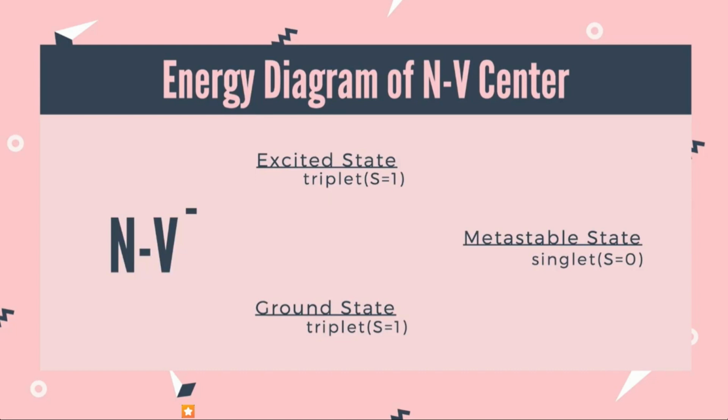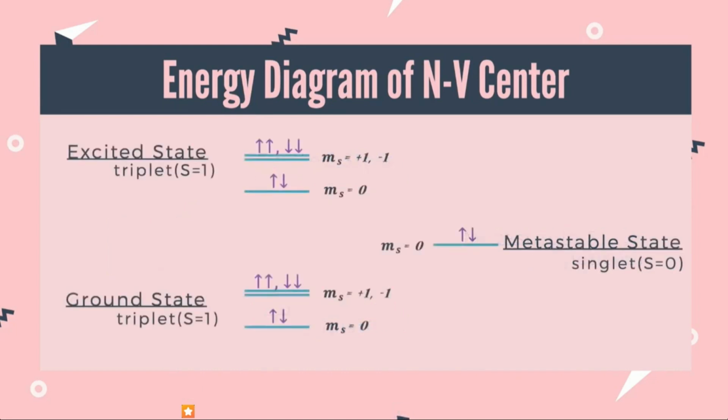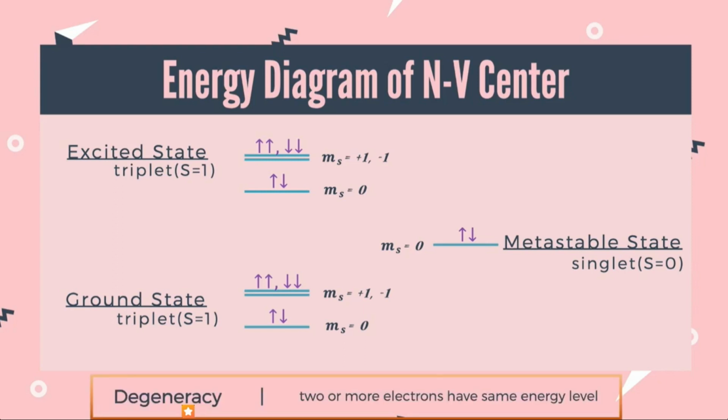It has three energy states: the ground state, the metastable state, and the excited state. The excited state and ground state are called triplets because they have three levels: ms = 0, +1 and -1. Due to the three levels it becomes a triplet. The metastable state is just a singlet state where ms equals 0, and this also has spin up and spin down. So these are the three structures and the energy diagram of NV centers.